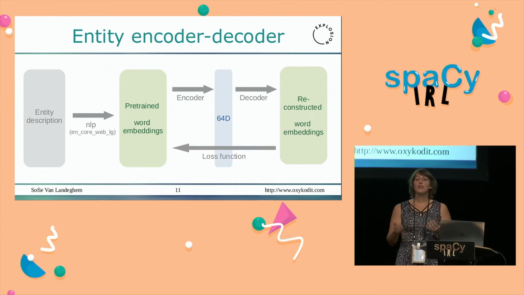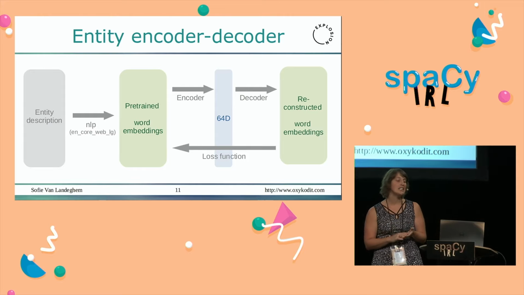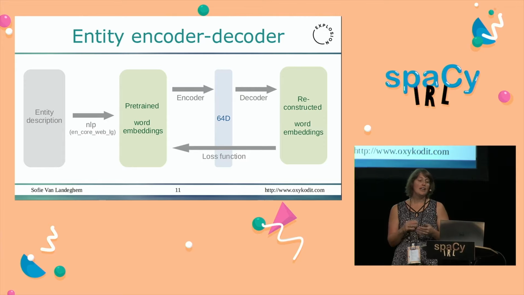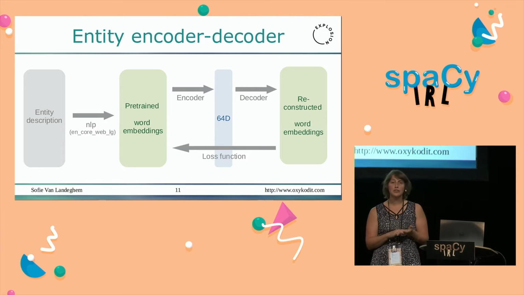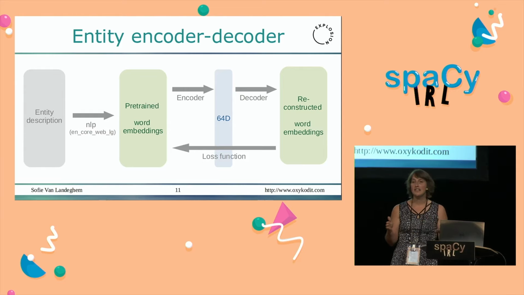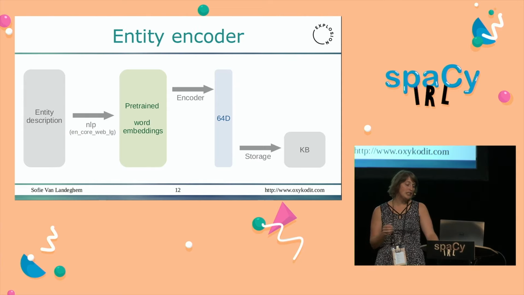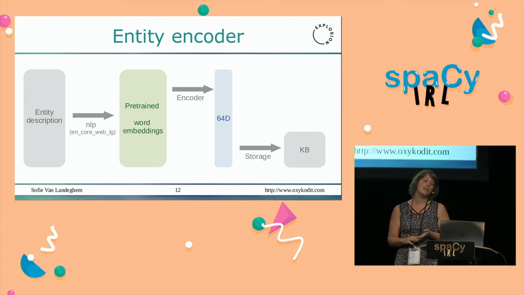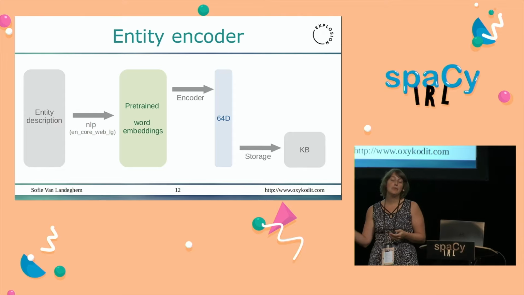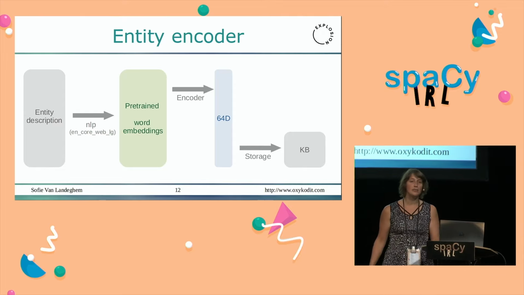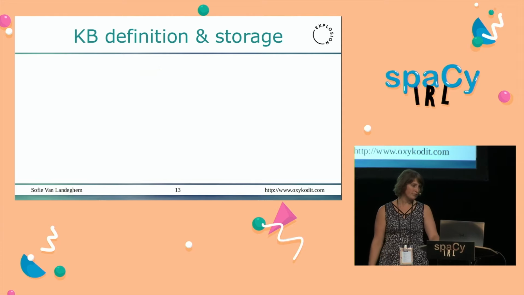So once we have all of those entity descriptions, we basically use the pre-trained word embeddings that we get from a large spaCy model, and we run them through a simple encoder-decoder that will just allow us to get these entity descriptions in a fixed size vector, in this case 64 dimensions. So once we've trained this encoder-decoder, we decouple the decoder, we just keep those encoded descriptions, and we keep them in the knowledge base so that we can do this step basically offline once.